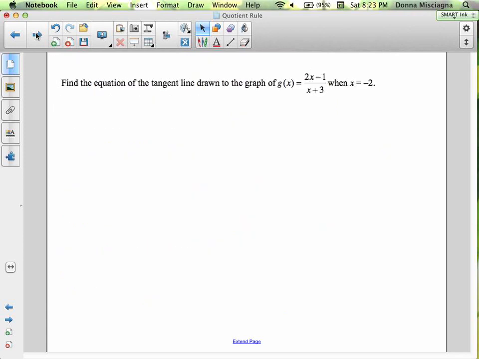Let's find the tangent line now. Here we have a problem where we couldn't reduce. You can only reduce if you can cancel out an entire factor, or if you've got just a single term in the denominator. We want to find the equation of the tangent line drawn to the graph of g of x equals 2x minus 1 divided by x plus 3. As a little reminder of the quotient rule.